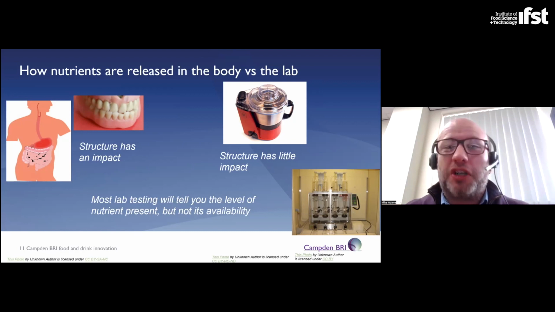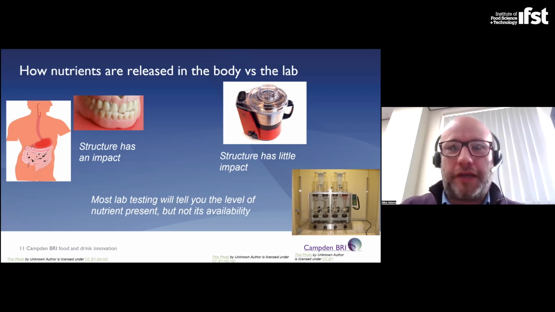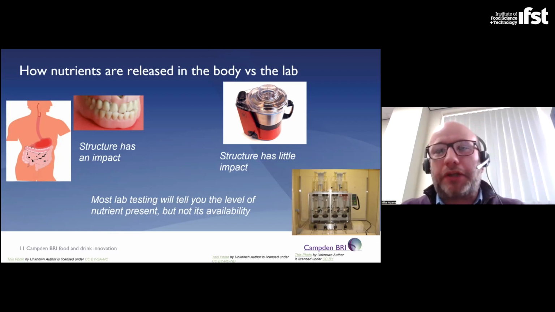In the lab, structure has little impact. We use food processors. We use, this is a Soxtec for looking at fat, which uses solvents to extract fat from products. It gives you a great idea of what's in there, but doesn't tell you anything about the availability because the human body is not a food processor. It doesn't use petrochemical solvents to extract fat. So the lab is very good at extracting every last microgram of a nutrient from foods, the body less so.